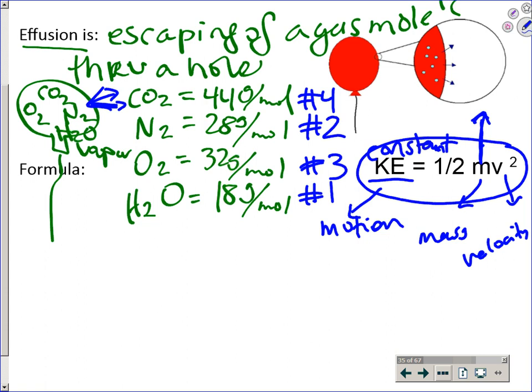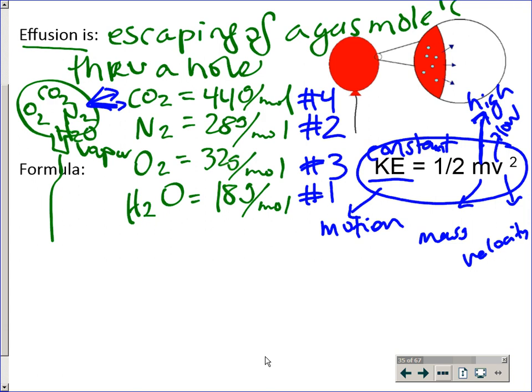If your mass is high, what does your speed have to be? High or low? Low. Heavy things move slow. Little things move fast. That's the relationship. Give me a thumbs up if you're good with that verbal relationship. If the mass is high, the velocity is low, or vice versa. If the mass is low, the velocity or speed is high.